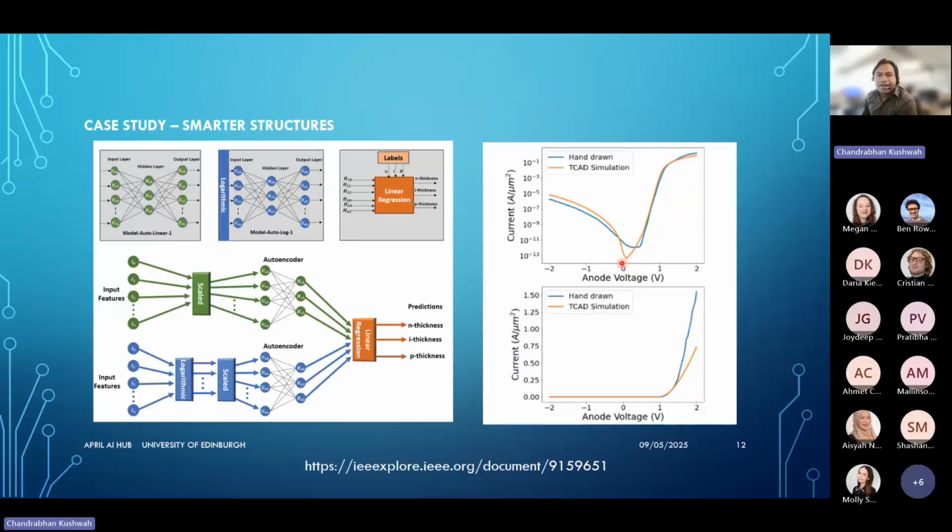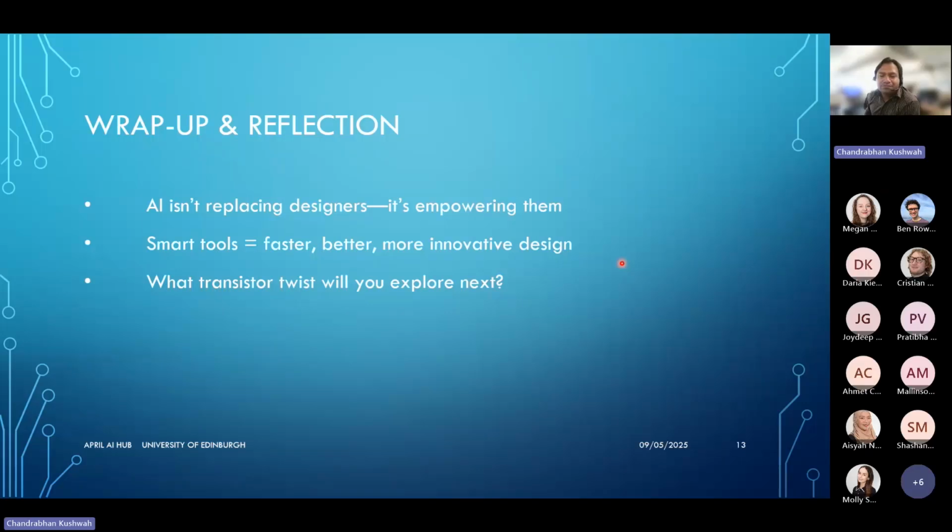This slide takes me to my final wrap-up and reflection. As we wrap up, let's reflect on the key messages. From my perspective, AI isn't here to replace designers, because even if you automate every aspect of it, there would be a very crucial element of the designer, who has experience in the device physics and the process and fabrication as well. So AI is here to empower that role, and it will work as a tool.